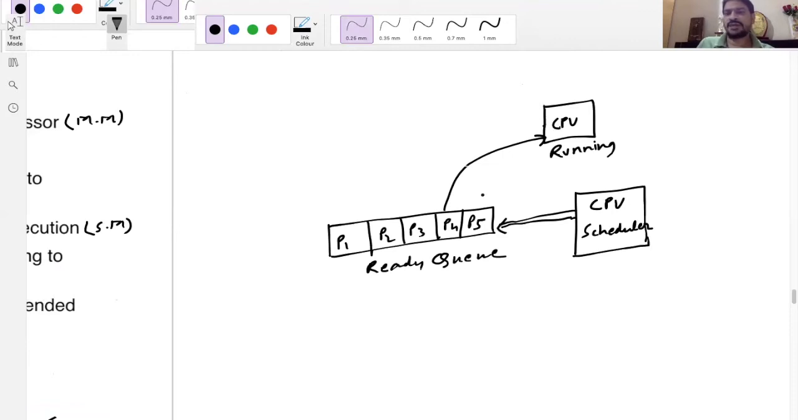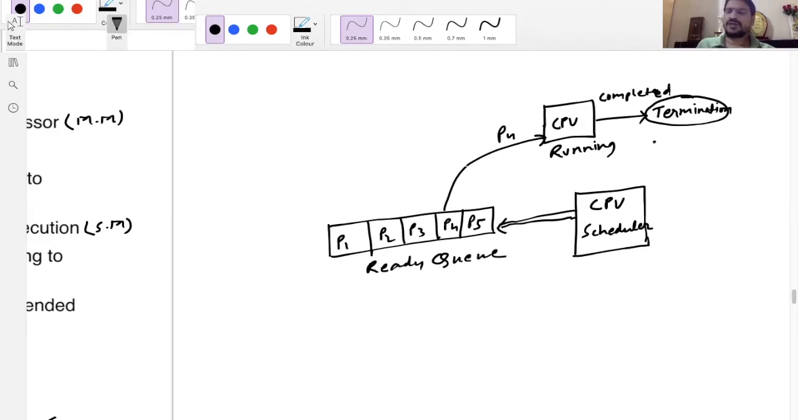Means if, let's say, P4 is going to the CPU, P4 will perform all its instructions, it will run all instructions and go out as a completion, into a state called termination, or it is also called the complete state. When it is completed, all its instructions will have been executed. At that particular time, it will go to the terminated state.